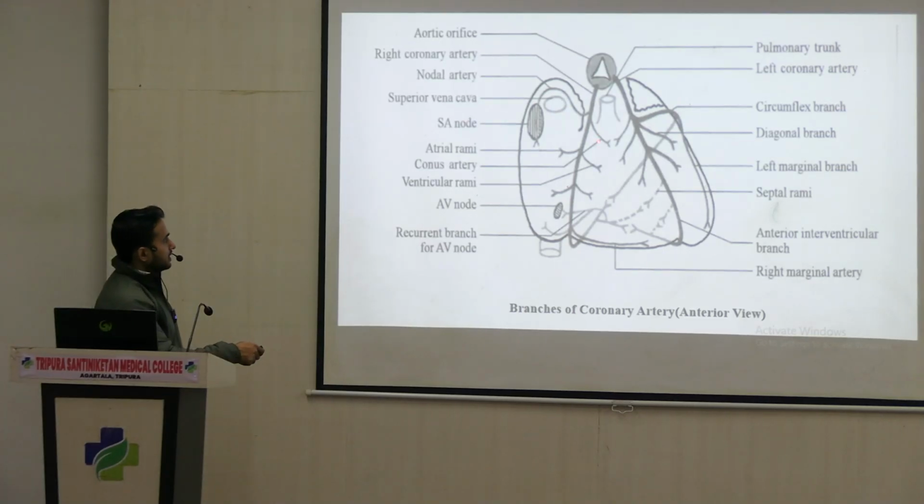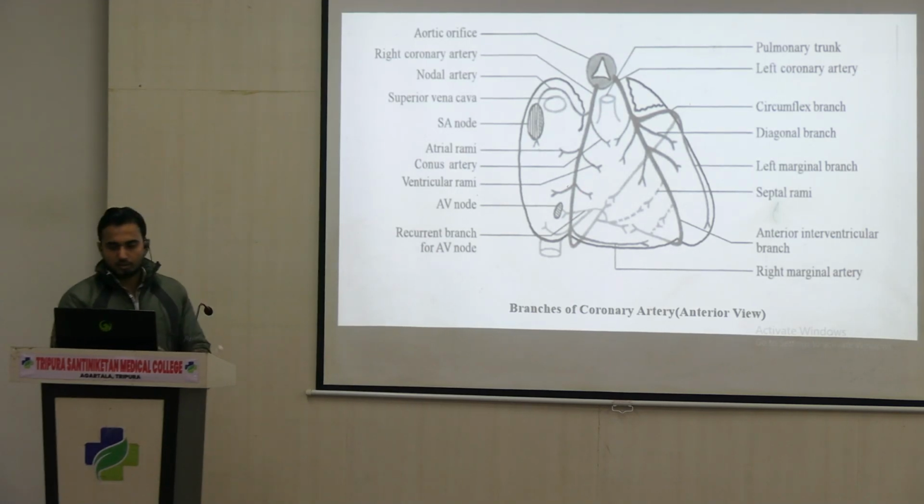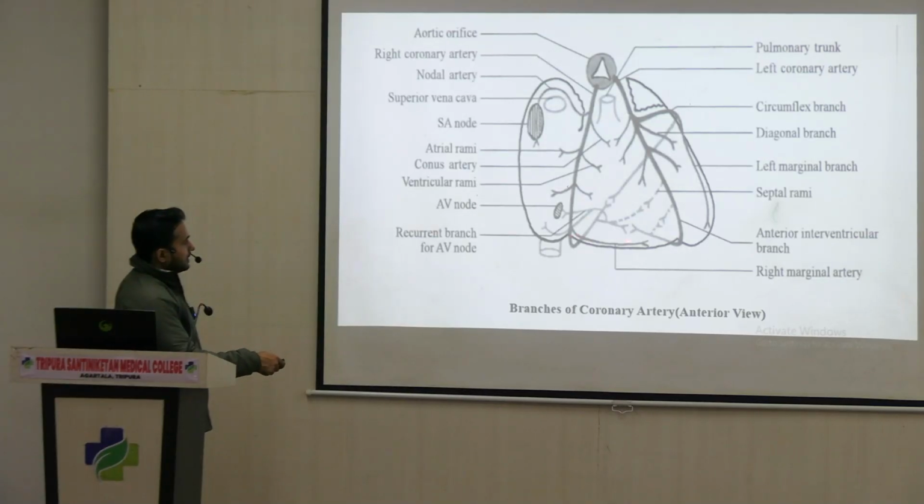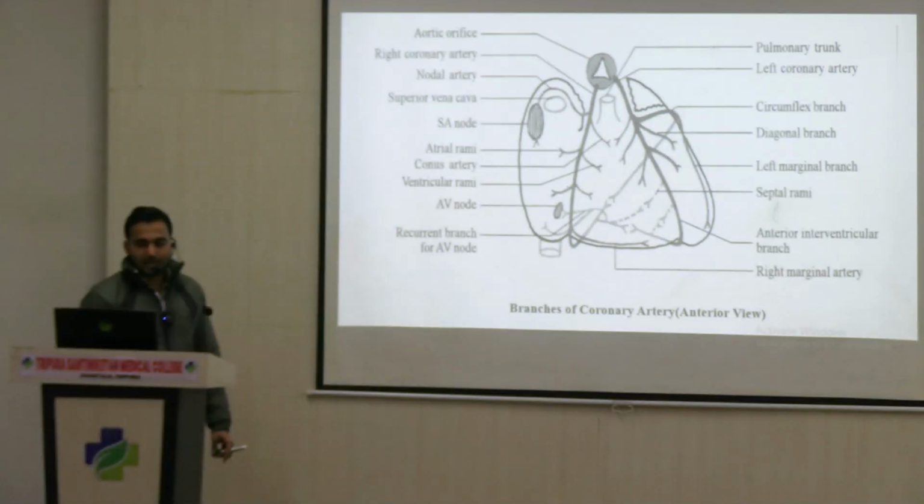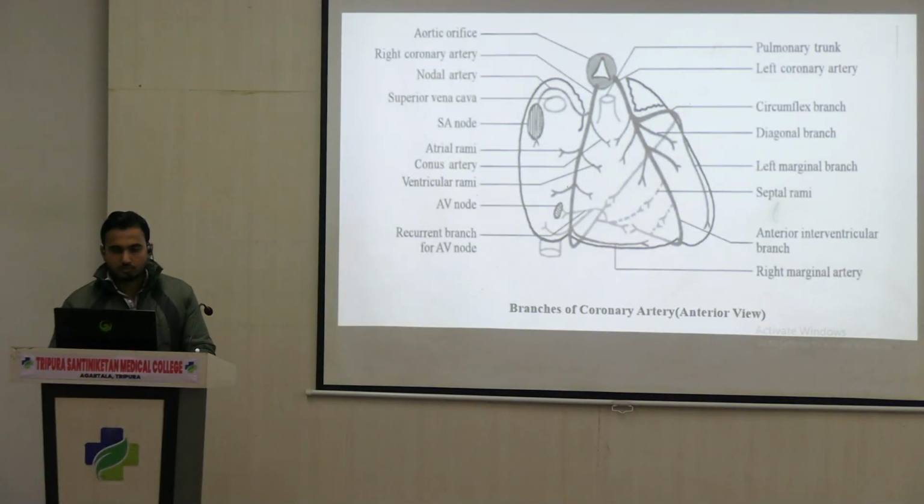So that was the right conus artery. Then right anterior ventricular rami, 3 to 4 in number, which mainly supply the sternocostal surface of the right ventricle. Among them, one ventricular ramus is very long, and that is called the right marginal artery, which follows the inferior border and extends up to the apex of the heart and supplies the adjoining areas. So these are the ventricular rami, also called ventricular branches.